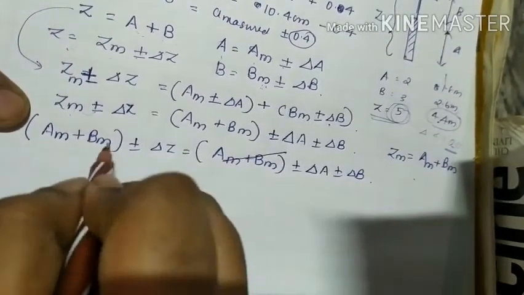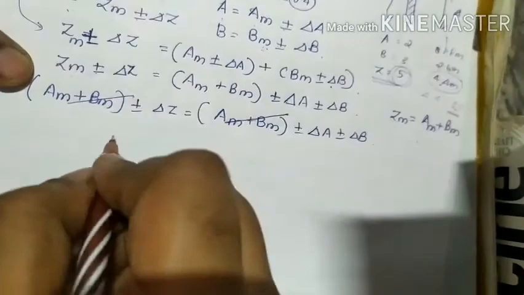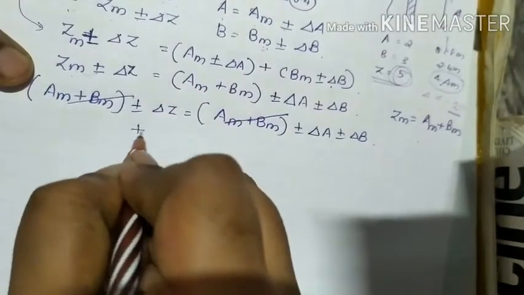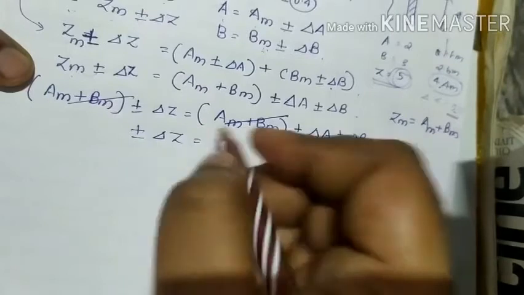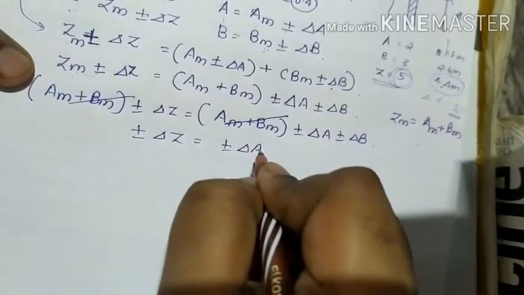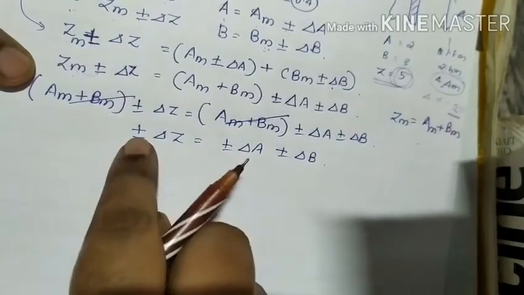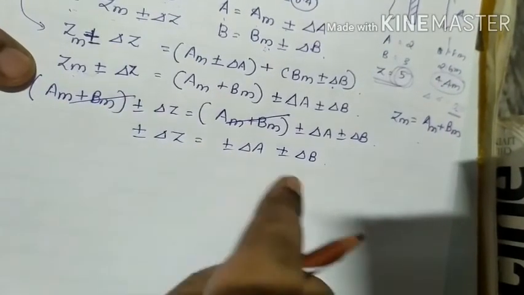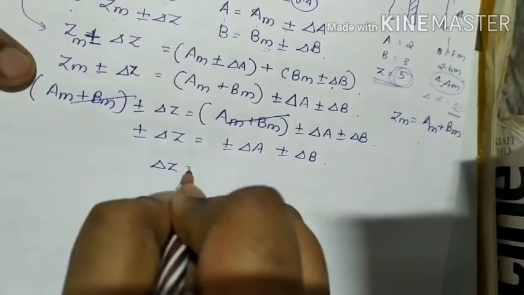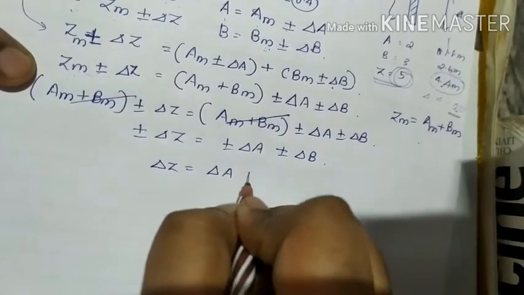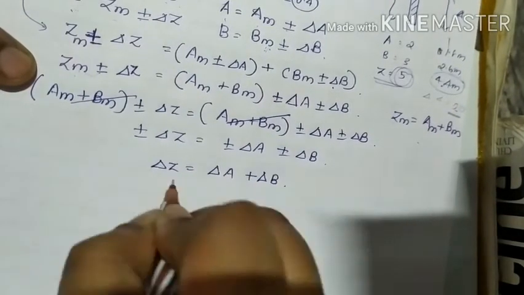Now I can cancel these two common terms. So in the LHS, there is plus or minus delta Z is equal to plus or minus delta A plus or minus delta B. That means these symbols, plus goes off, minus goes off. So I can write delta Z is equal to delta A plus delta B.